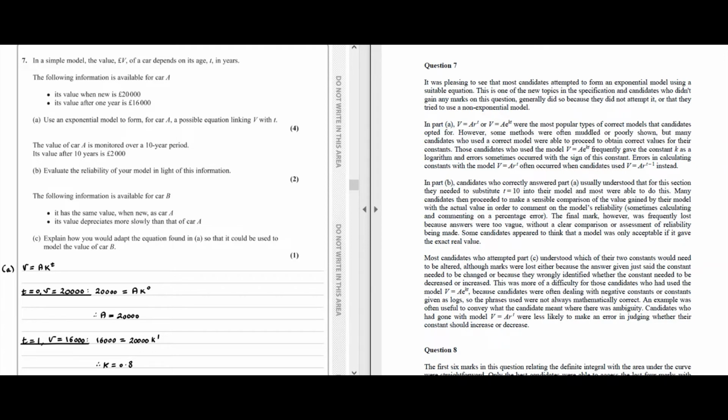This was more of a difficulty for those candidates who had used the model v equals a e to the power of kt, because candidates were often dealing with negative constants or constants given as logs, so the phrases were not always mathematically correct. An example was often useful to convey what candidates meant where there was ambiguity. Candidates who had gone with the model v equals a r to the power of t were less likely to make an error in judging whether their constant should increase or decrease.